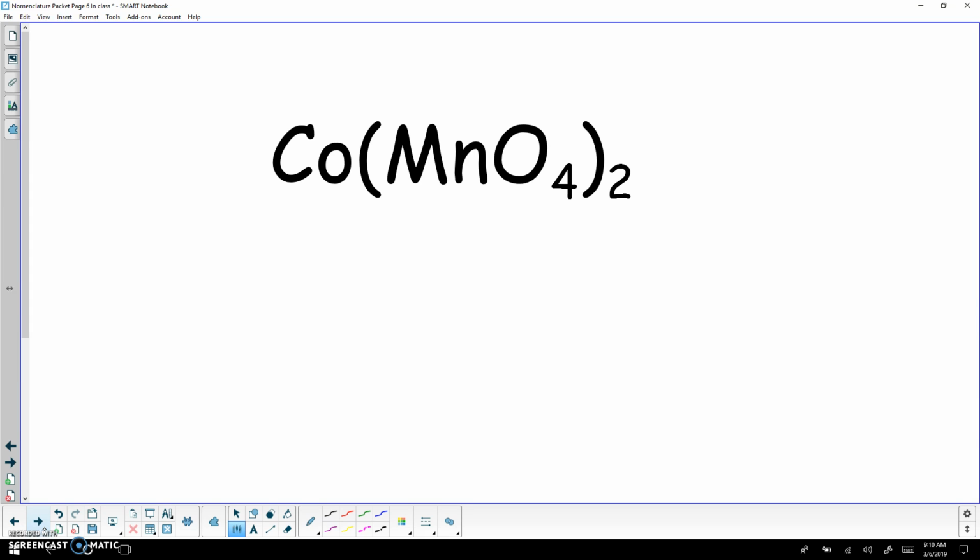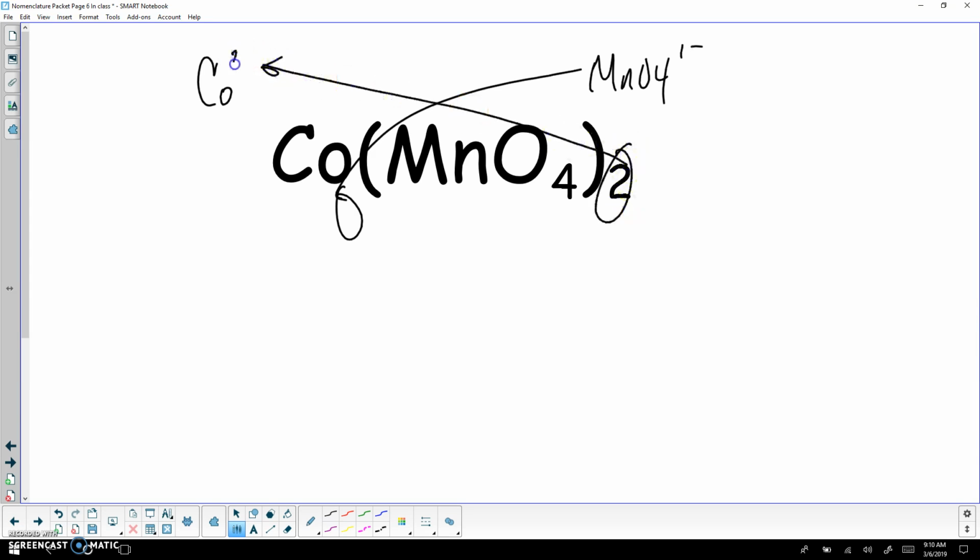Cobalt is a transition. You need to tell me what its charge is. We need to unzip this thing. There's a number 1 here that goes over to the permanganate, which is its charge. This 2 goes over to cobalt. And so this is going to be cobalt, Roman numeral 2, permanganate.